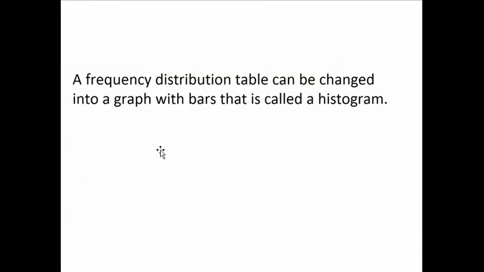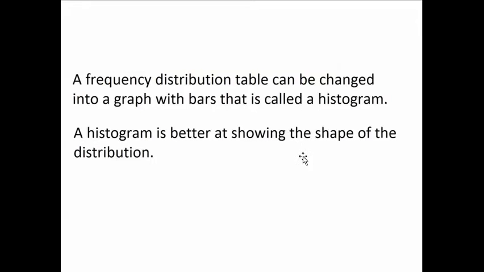It's possible to take a frequency distribution table and change it into a bar graph called a histogram. And a histogram has certain advantages over a frequency distribution table. The main advantage of a histogram is that it's better at showing something called the shape of the data, or the shape of the distribution. And I'll explain to you what it means for a data set to have a shape.